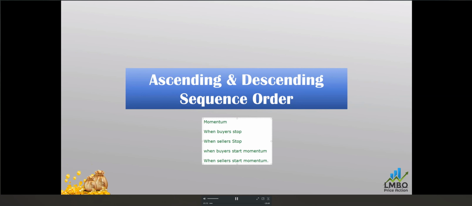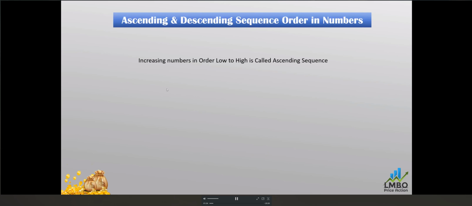This is one type of algorithm in chart making, and this algorithm is used by the stock markets to create a price chart. So we need to understand this, and it is very, very simple. Okay, let's understand these numbers. Increasing numbers in order from low to high is called the ascending sequence. Which numbers? 1, 2, 3, 4, 5 means the number is increasing: 1 to 2, 2 to 3, 3 to 4, 4 to 5. The numbers are increasing.